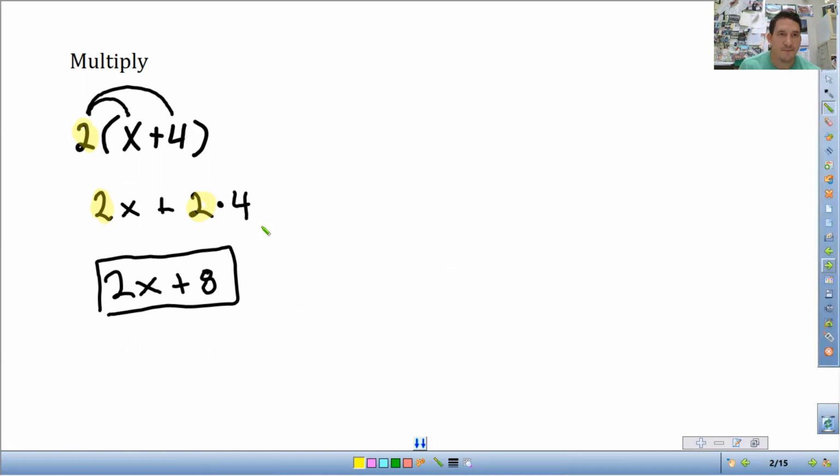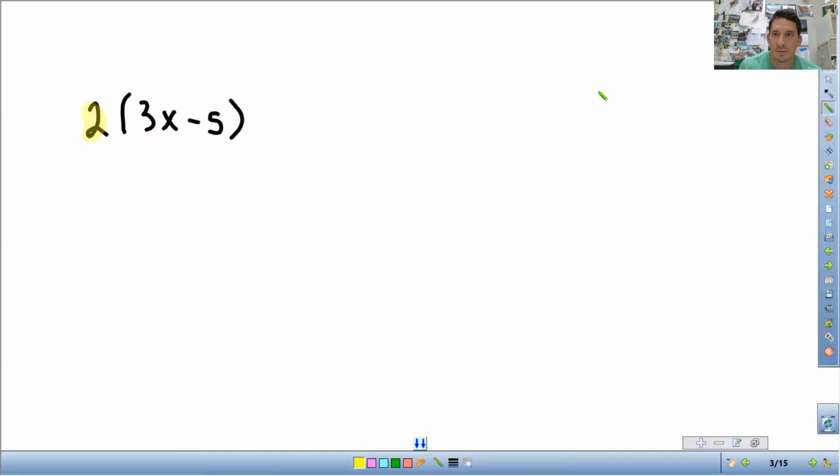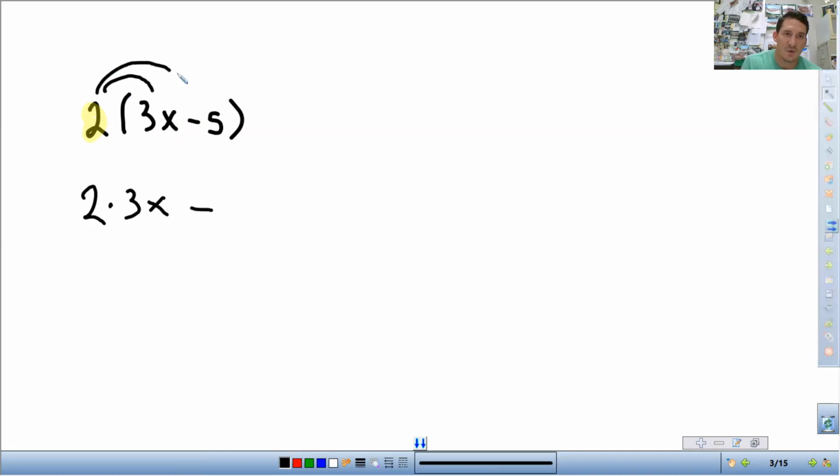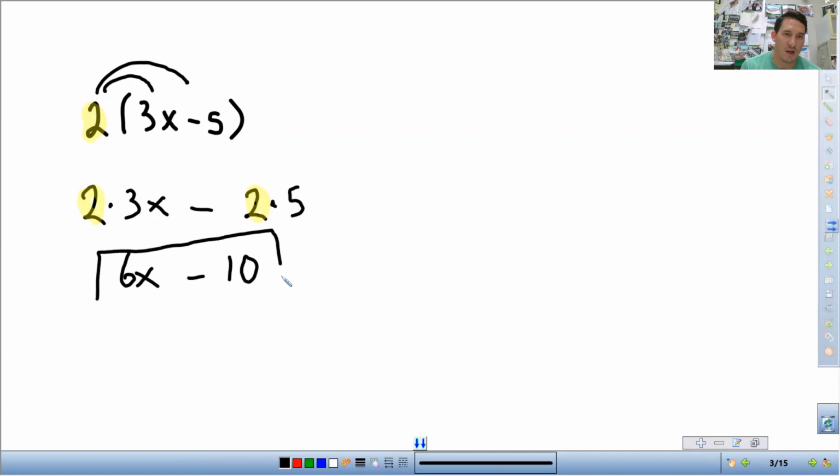All right. So here again, distribute the 2. So we have 2 times 3x. You bring down the minus sign, and then 2 times 5. So again, the 2's are getting distributed, and then multiply that through. 2 times 3x is 6x. Minus 2 times 5 is 10. So when you distribute, you're multiplying the term on the outside by both monomials on the inside.